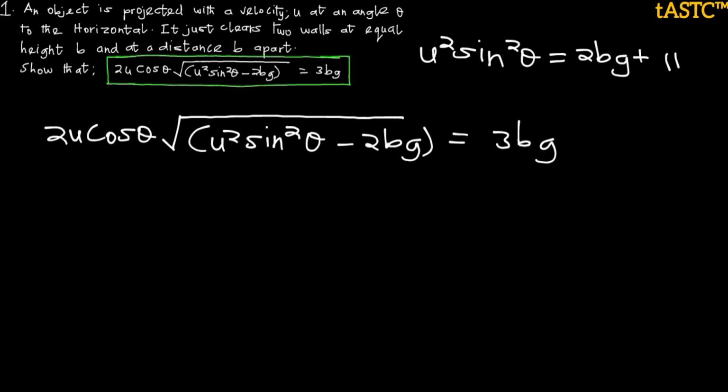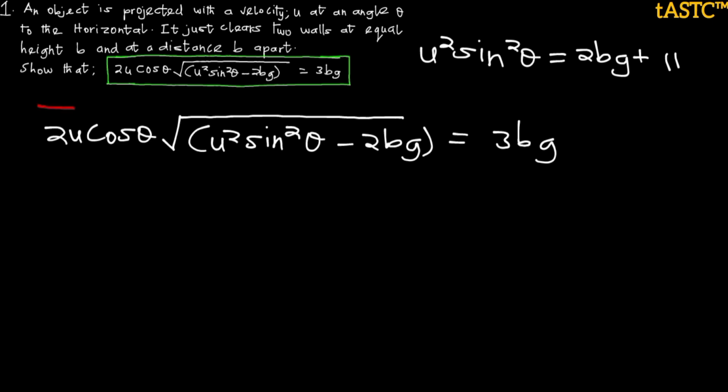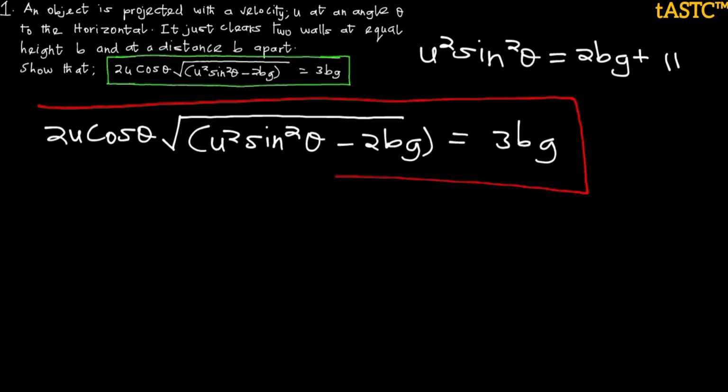Now from other texts, you might see that you are required to show that the left hand side of this equation is equal to bg and not 3bg. Mathematically, that question is going to be wrong. You cannot actually show that this is equal to bg, but this is equal to 3bg. So this is actually the correct form of the question. There should be a 3 in that position. That cannot work for bg only. So therefore, the answer to the question is this. We have derived it.